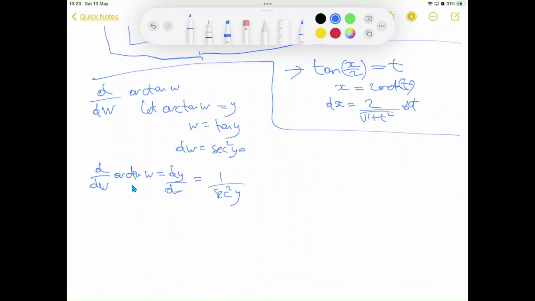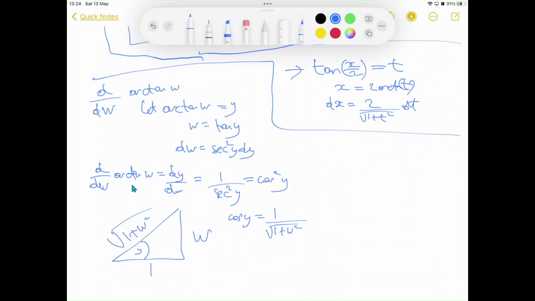So you end up with 1 over secant squared of y, which is cosine squared of y. And if I draw you a triangle where tangent of y is w, and I work out the hypotenuse, which is the square root of 1 plus w squared. This is the same as a triangle we did in terms of x and t earlier. If you want to refer back to that, why not? Well, cosine of y is equal to the adjacent over the hypotenuse.